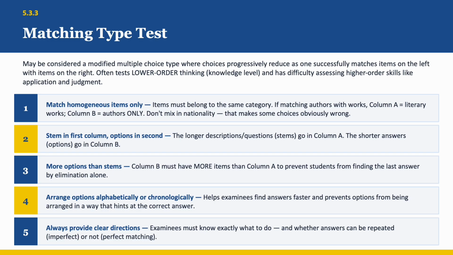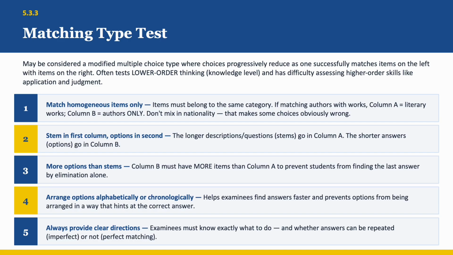So one important limitation, matching tests typically assess lower order thinking skills like recall, recognition, and so on. So they're good for testing knowledge of names, definitions, dates, and simple relationships. But it's very difficult to assess higher order thinking skills like analysis or judgment with a matching type format.